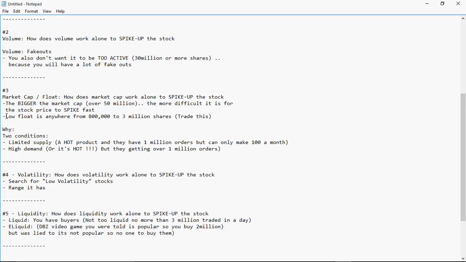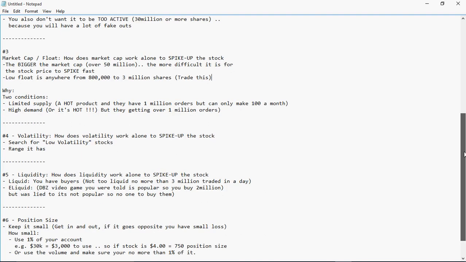This is why we need low float. Low float, between 800,000 and 3 million shares, meaning it is going to rise up to 3, 4, $5 within a day, or 2 or 3 or 4 days max. So this must be in place as well. This is important. And you see how that affects things.